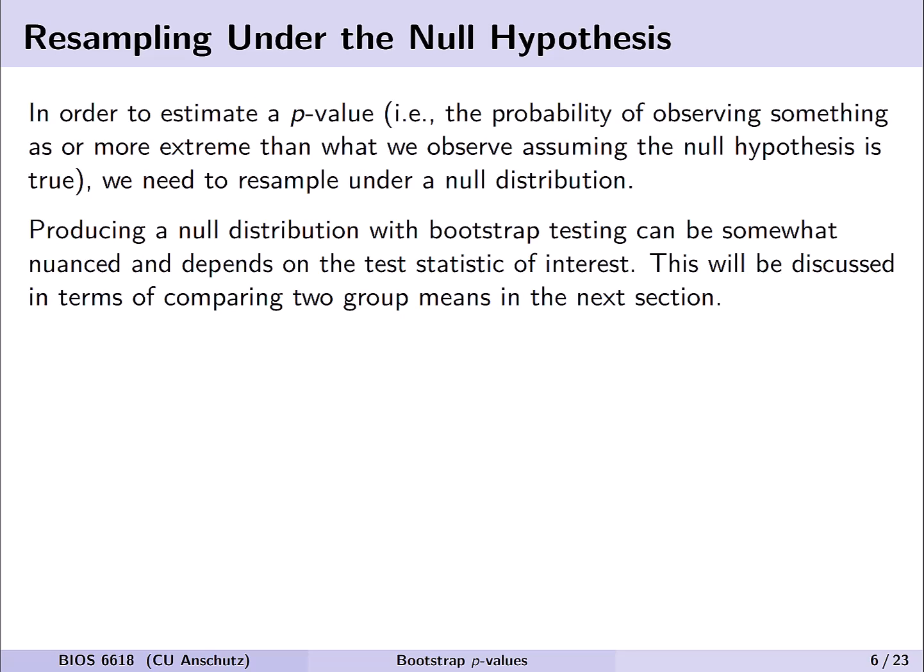Why are we focusing on the importance of resampling under the null hypothesis specifically? Well, let's go back to also our lectures on the definition of a p-value and this null hypothesis significance testing framework we have for most frequentist test statistics. In order to estimate a p-value, or the probability of observing something as or more extreme than what we observe assuming the null hypothesis is true, we need to resample under a null distribution. Now, producing a null distribution with bootstrap testing can be somewhat nuanced, and it depends on the test statistic of interest. And we're going to discuss this in greater detail for comparing two group means in the next section to motivate some of these approaches.